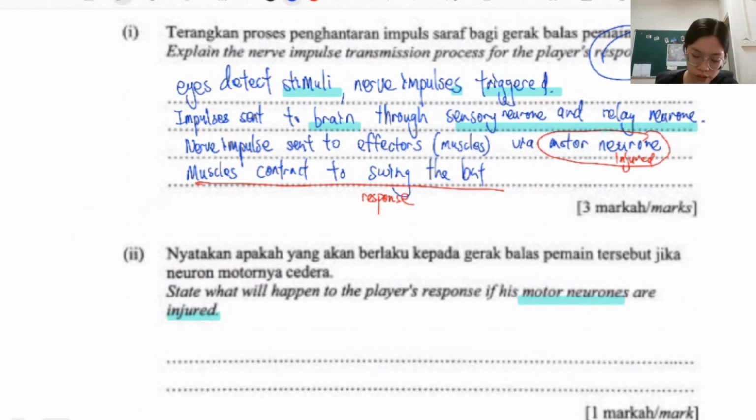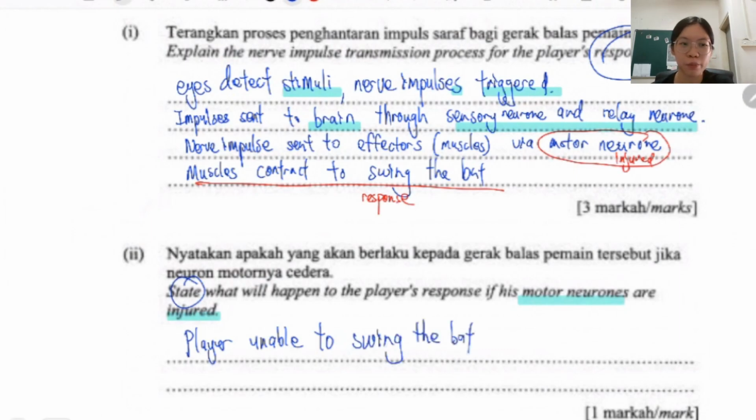So you state what happened first. The player is unable to swing the bat, or you can say hit the ball, because of the action. Okay, swing the bat. But because this one is just 1 mark, if you say you cannot produce a response, you get 1 mark already, but you have to be specific. What is the response? Unable to swing the bat or hit the ball, you get 1 mark.